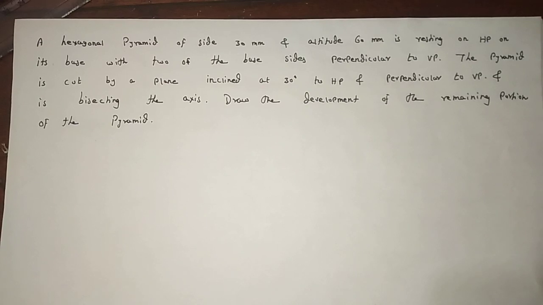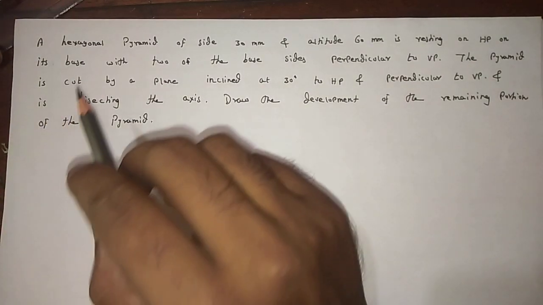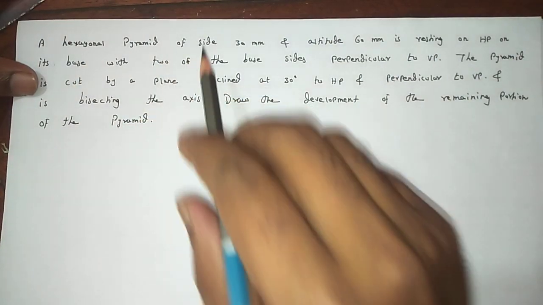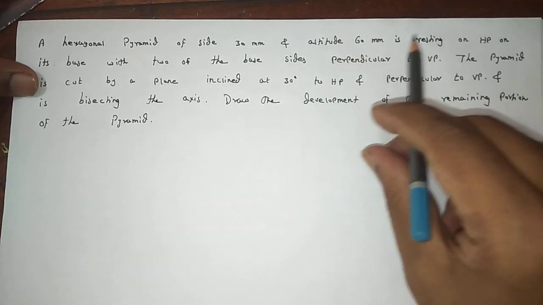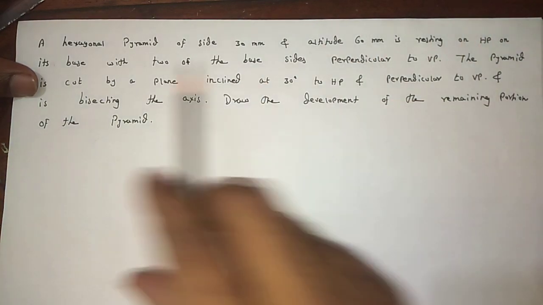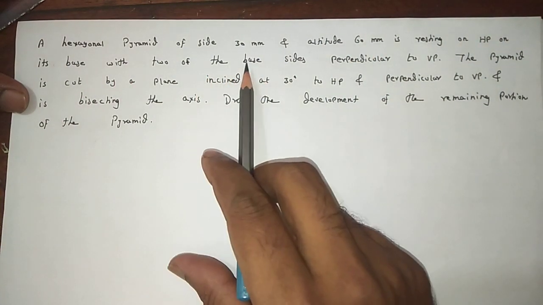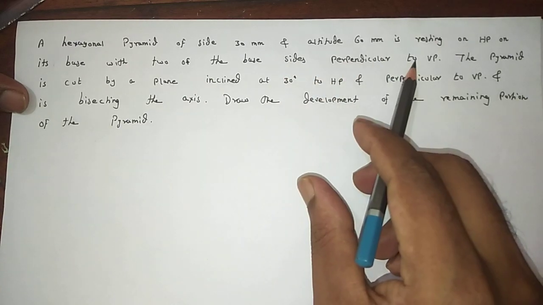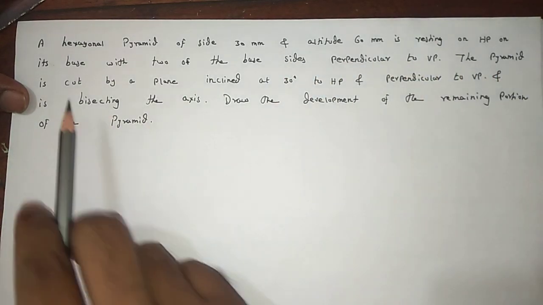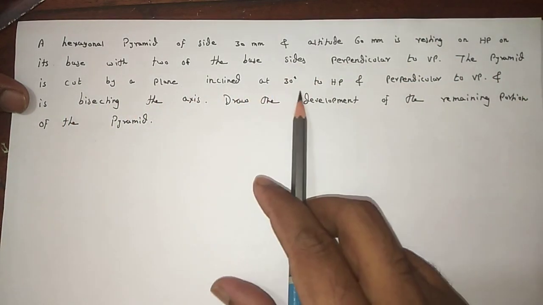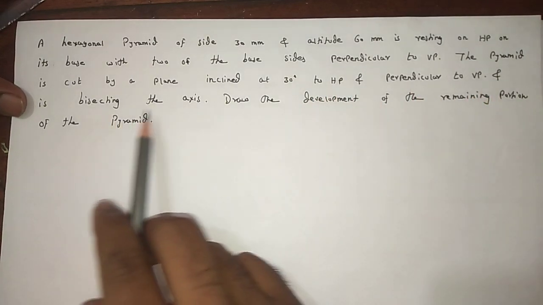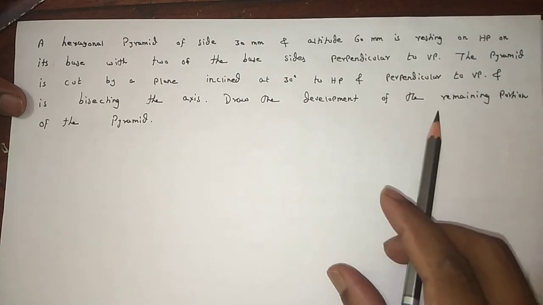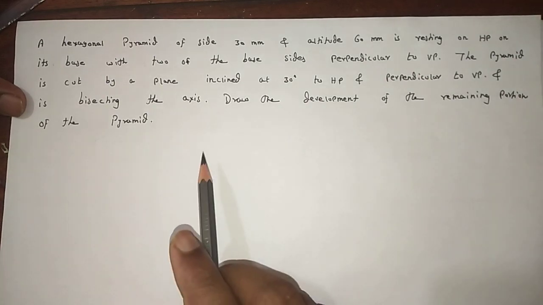In this video, I am going to explain one problem from development of surfaces. The problem is a hexagonal pyramid of side 30 mm and altitude 60 mm is resting on horizontal plane on its base with two of the base sides perpendicular to VP. The pyramid is cut by a plane inclined at 30 degree to HP and perpendicular to VP and is bisecting the axis. Draw the development of remaining portion of the pyramid.